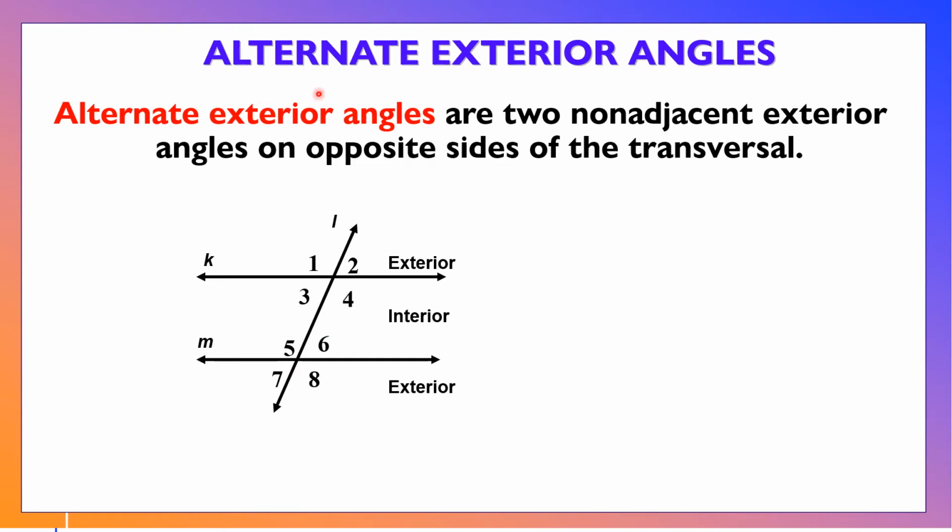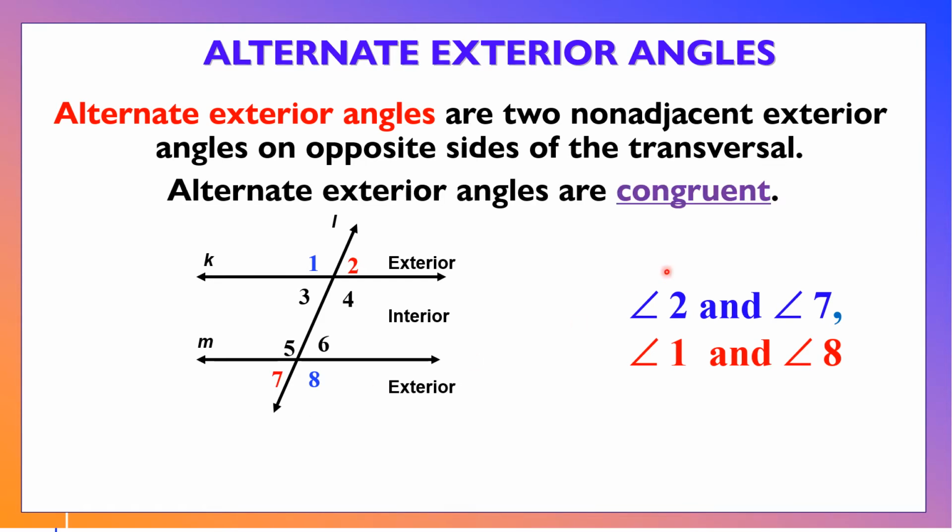Another is the alternate exterior angles. Alternate exterior angles are two non-adjacent exterior angles on opposite sides of the transversal. So two non-adjacent exterior angles on opposite sides. So we have angle 1 and angle 8. So we have another, angle 2 and angle 7. So these are the alternate exterior angles. Alternate exterior angles are congruent.